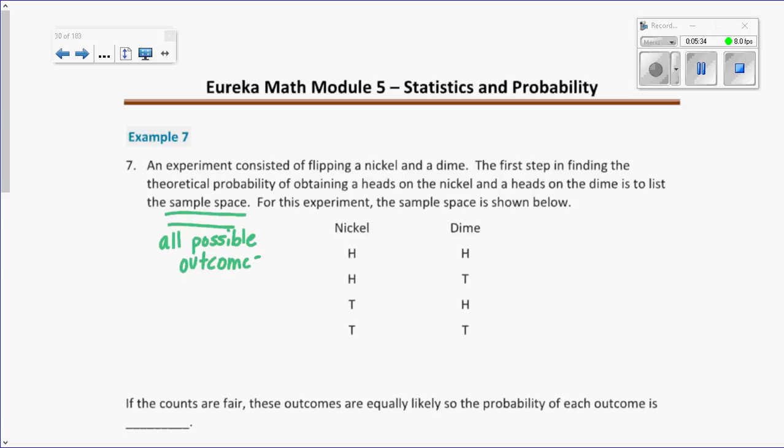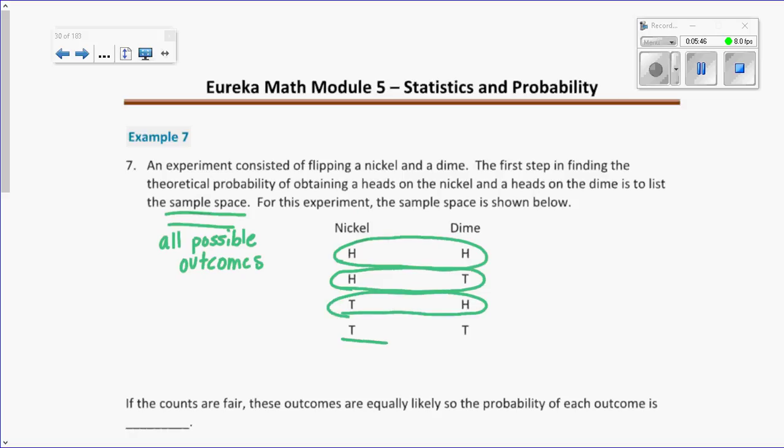So what it's saying is if you flip a nickel and a dime, you could get heads on the nickel and you could get heads on the dime. Or if you got heads on the nickel, you could get tails on the dime. If you got tails on the nickel, you could get heads on the dime, or you could get tails on the dime. So there's 4 possible outcomes.